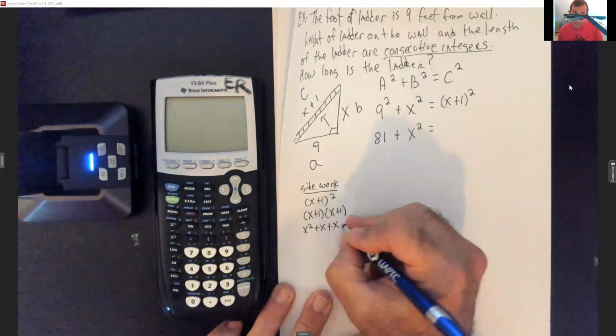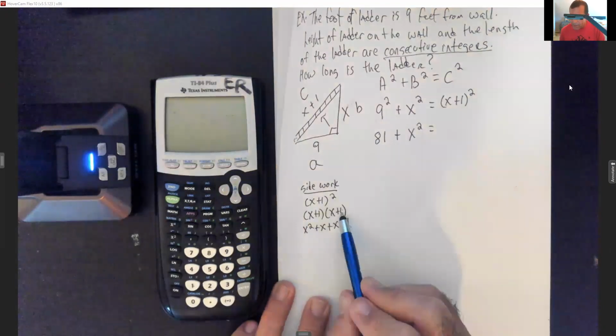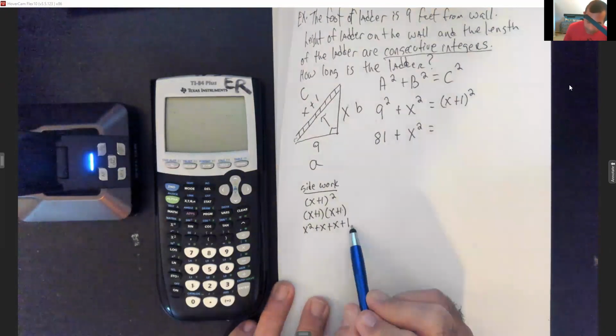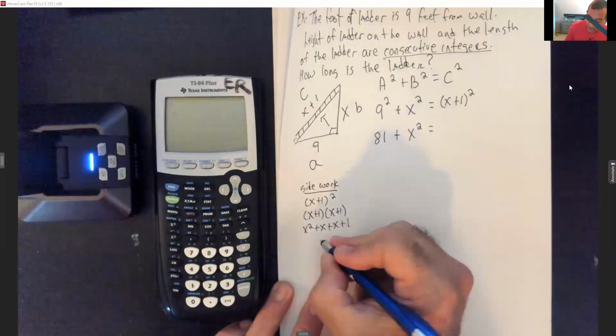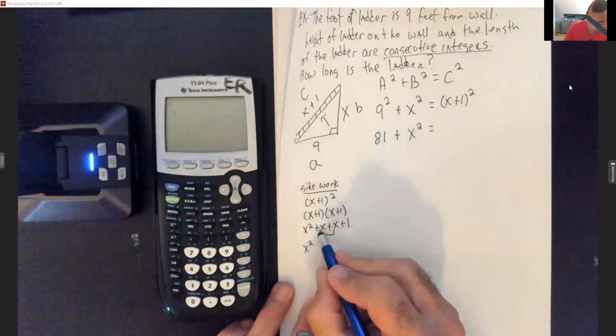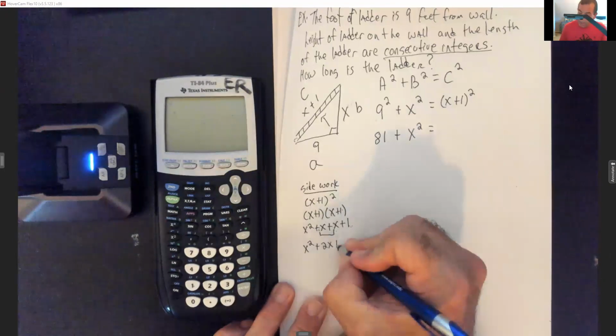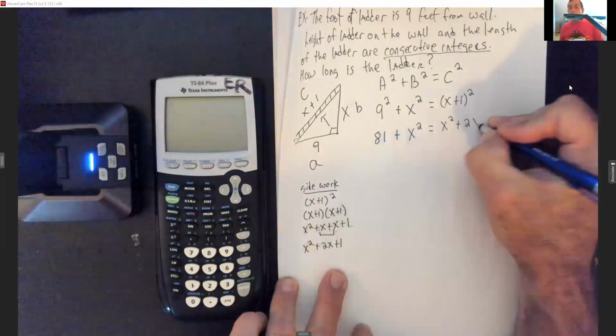I'll tell you the biggest mistake I get on here, people want to put a 2 here because they add the 1s instead of multiply those 1s. Now you will add like terms there, so you got an x squared. 1x plus 1x is 2x. And then bring down that 1. So the right side became x squared plus 2x plus 1.